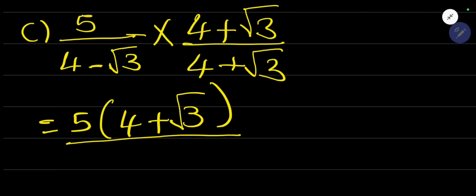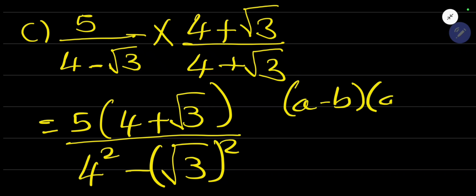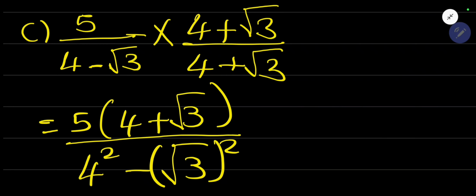And then what's going to happen here is that if you apply the logic of difference of 2 squares, it's simply going to be 4 squared minus root of 3 all squared. Remember the logic of the difference of two squares. If you have this, then you are allowed to shrink it to be a squared minus b squared. Simple as that. That's the tool that we have used here.